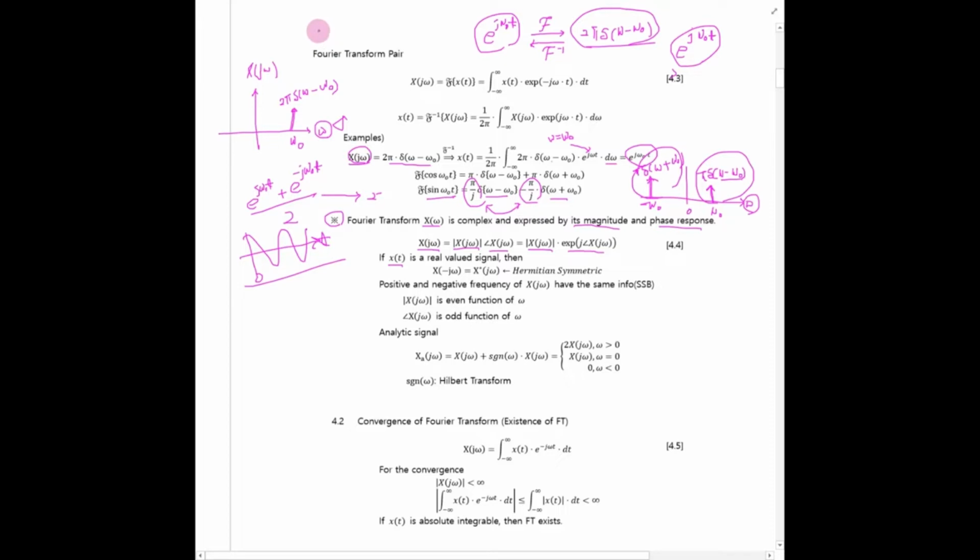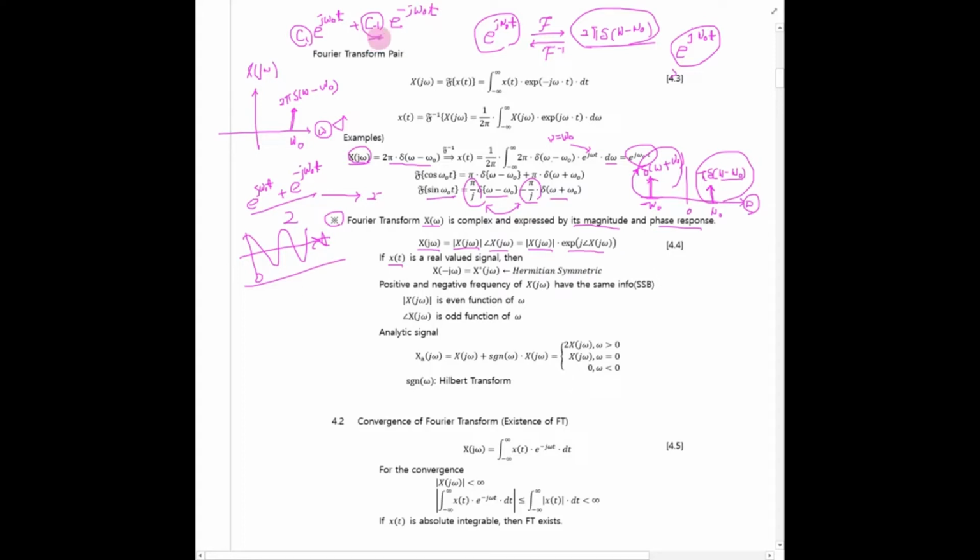As we know, e to the jω0t is the positive frequency component. If it has the complex coefficient c1, then c minus 1, when we think about the Fourier series coefficient, is for e to the minus jω0t.